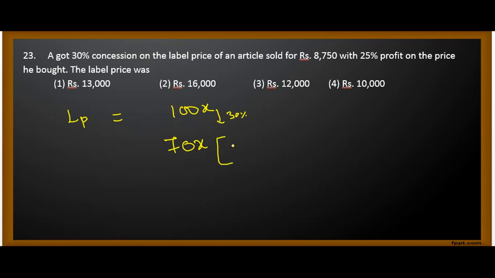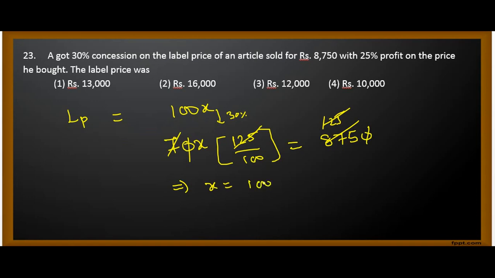Now he sold it at a profit of 25%. So he sold at 25%, that is nothing but 1 plus 25 by 100, which is nothing but 125 by 100. What is the amount he got? Total 8750. 7 tens and 0 will cancel. 7 ones, 7 125s, 125 and 125 will cancel, implies x is equivalent to 100.